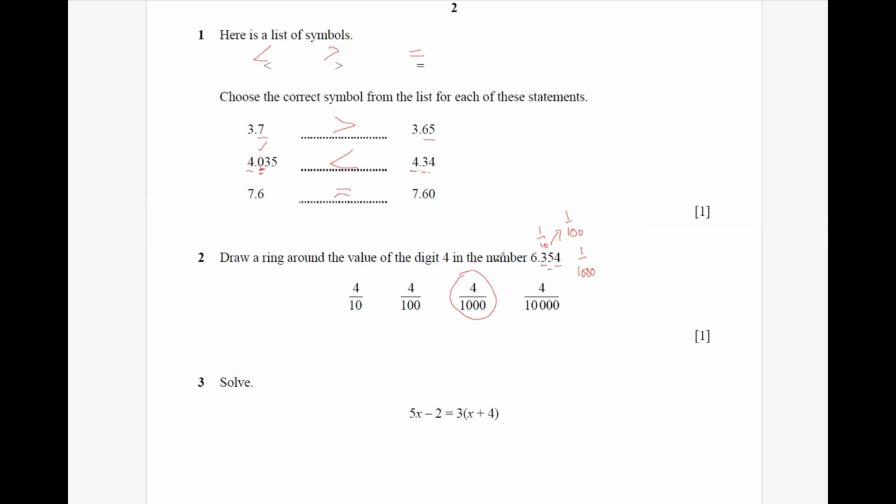We need to draw a ring around it. So this is how it is to be done.